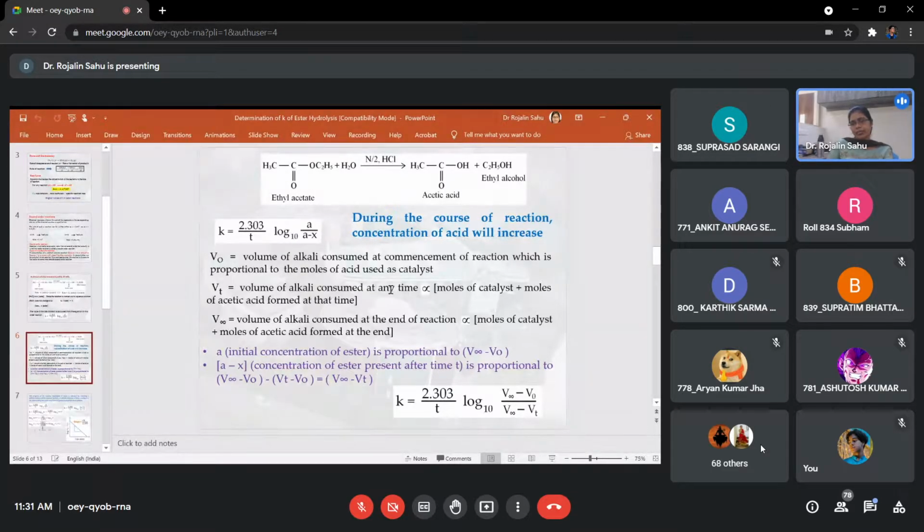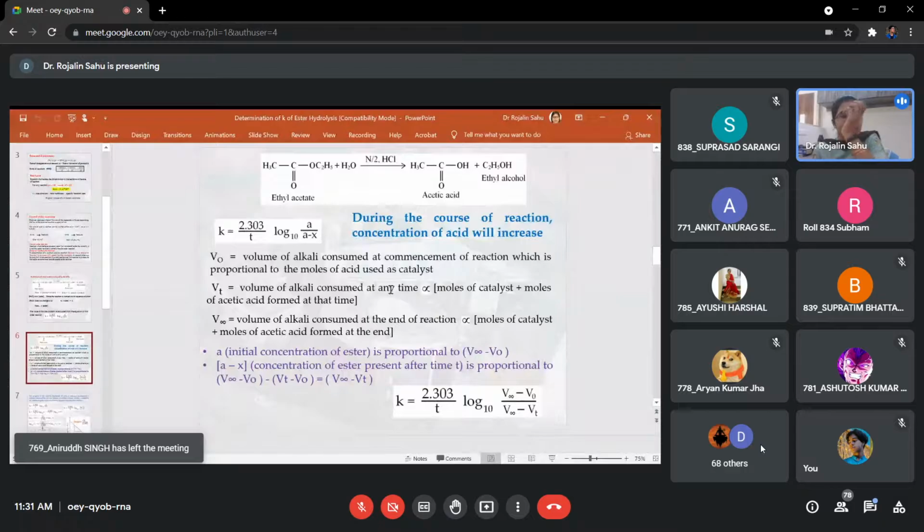mean by V infinity? Ma'am, volume of NaOH used for a sample reaction when the mixture is kept in water at room temperature. Yes, ma'am, 50 to 60 degrees Celsius. And are you heating? You are taking the cold water to quench the reaction, so that in that particular time period you will get the volume of the alkali consumed.